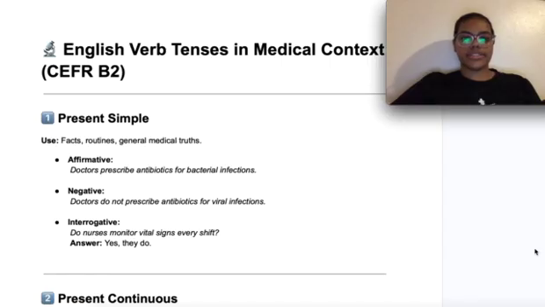English verb tenses in medical context, CR4 B2. Number 1, present simple. Use: facts, routines, general medical truths. Affirmative: Doctors prescribe antibiotics for bacterial infections. Negative: Doctors do not prescribe antibiotics for viral infections. Interrogative: Do nurses monitor vital signs every shift? Answer: yes, they do.